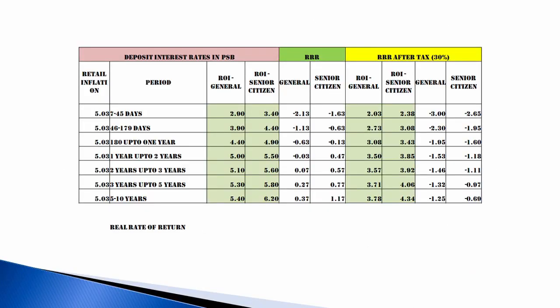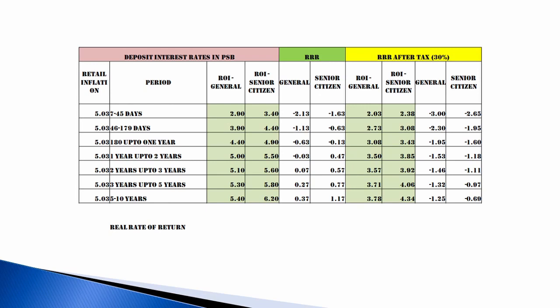I have taken one sample. These are not 100% exact figures, they are taken from the newspaper or some bank website only. On a particular day, retail inflation was 5.03%. I took the fixed deposit interest rates from a public sector bank, for different slabs such as 7 to 14 days, 46 to 179 days. I have taken rates for the normal public and senior citizens.